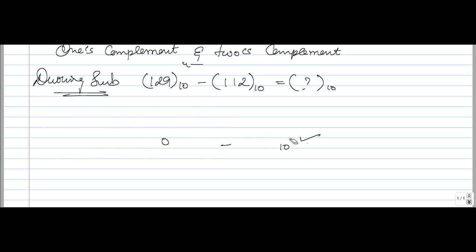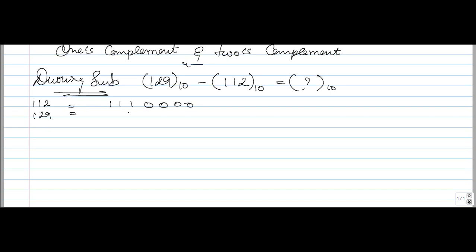But what happens if I change it? That is 112 minus 129. What happens if I change the value? Now I'm going to do it the other way. What happens if I change 112 with, now I'm going to take 112.